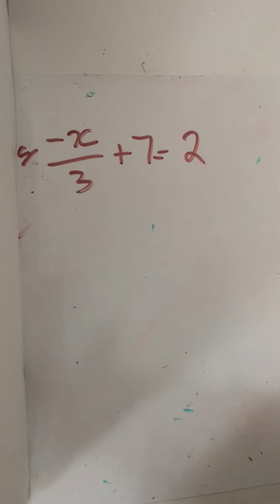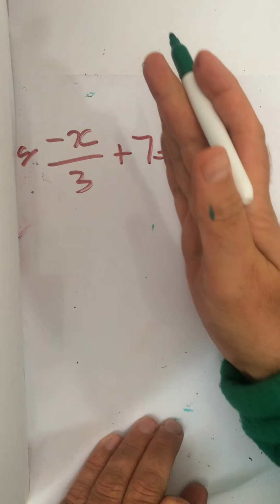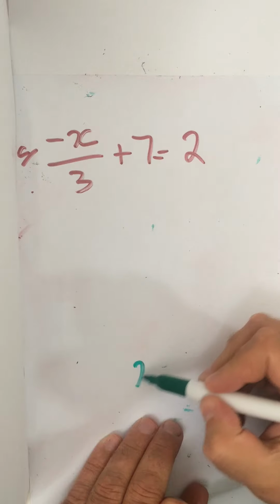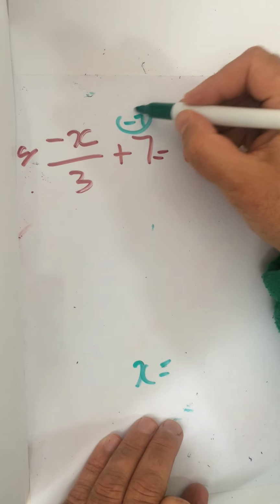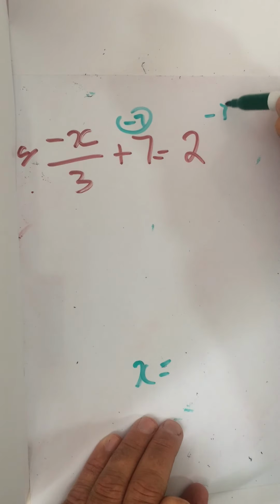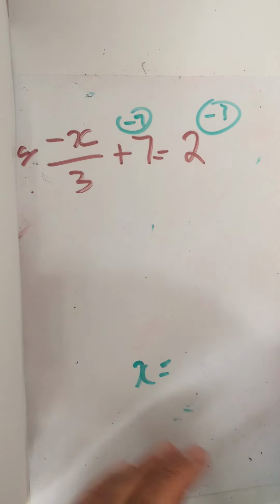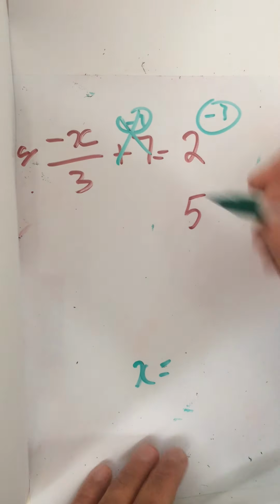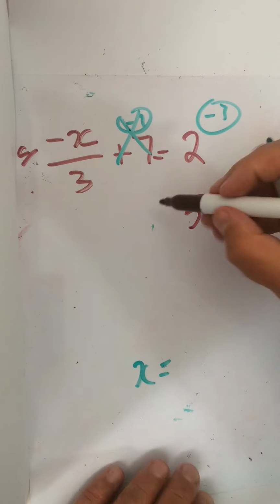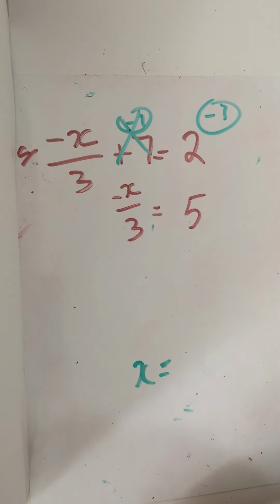Right, okay, so first thing we want to get rid of is this positive 7, isn't it? Because we want to be left with just x on this side of the equation. Minus 7 to get rid of it, minus 7 on the other side, okay? So 2 minus 7 is 5, so we've got 5 over this side. That means we've got rid of that there. So we are left with minus x over 3, okay?